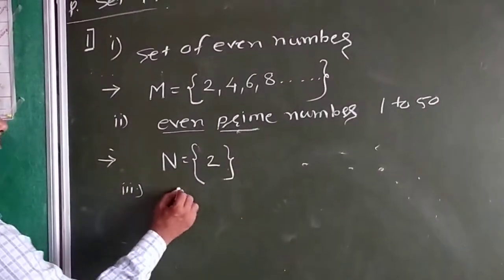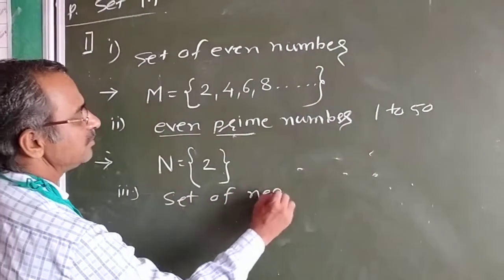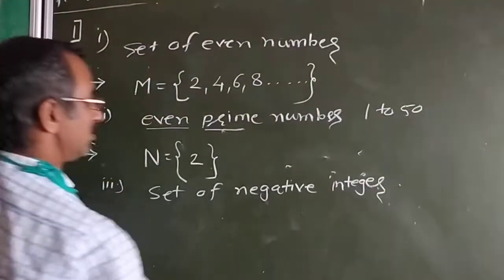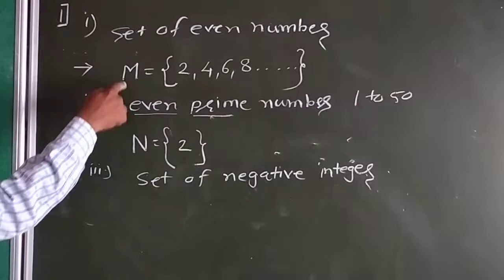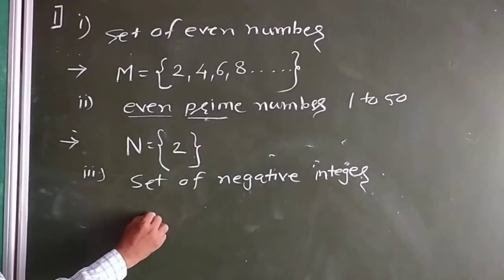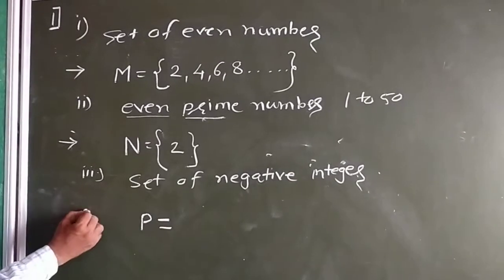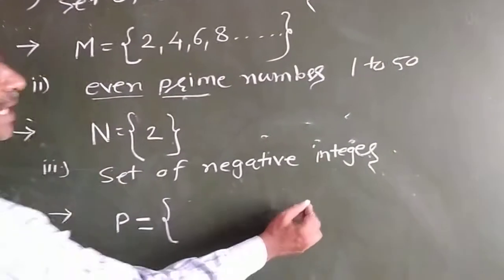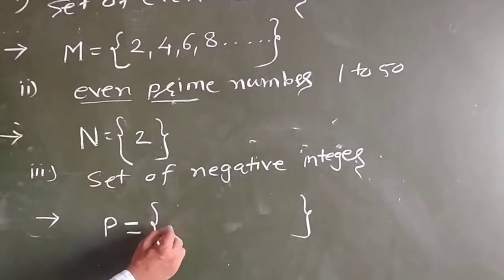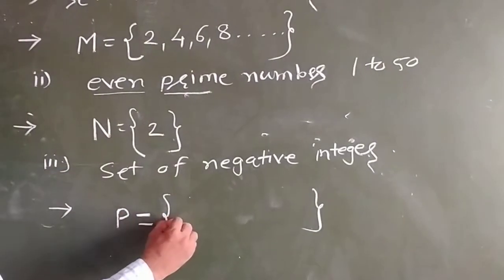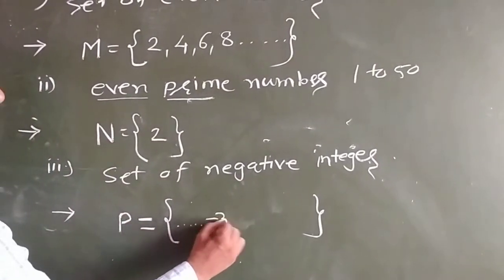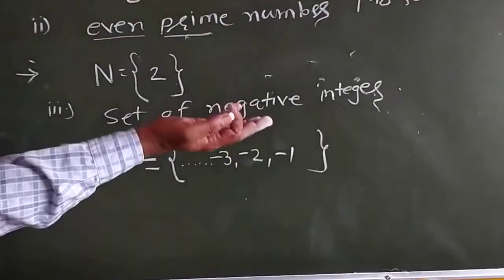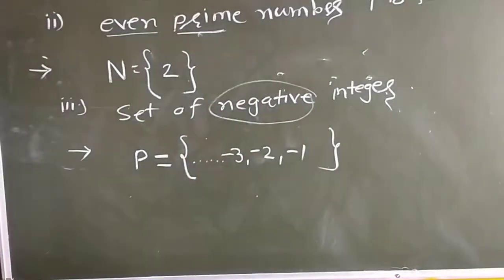Set of negative integers. Any name as you like, suppose I give the name capital P, as per the definition of a set. Then the negative integers, in curly brackets, which are the negative elements? From negative infinity to -3, -2 and -1. We are not taking 0 or positives because here it is mentioned that they are negative integers.